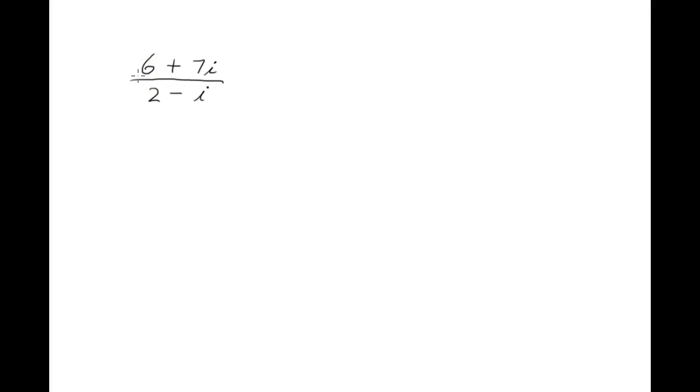In this video, we'll walk through the steps of simplifying this rational expression with complex numbers. That is, complex numbers have real and imaginary parts. We have (6 + 7i) over (2 - i).